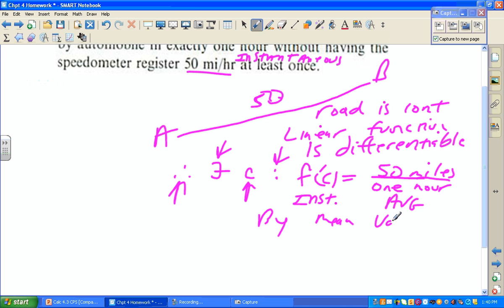Basically, if the average is equal to 50, then the instantaneous must be 50 at some point. No, at some point it has to equal 50, correct. Yeah, by the mean value theorem.